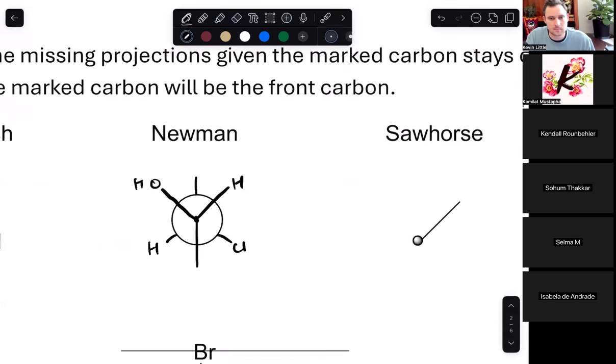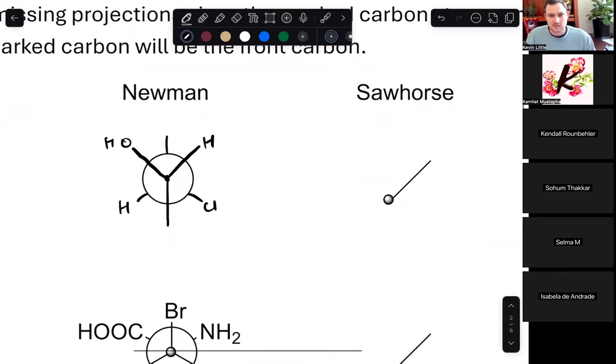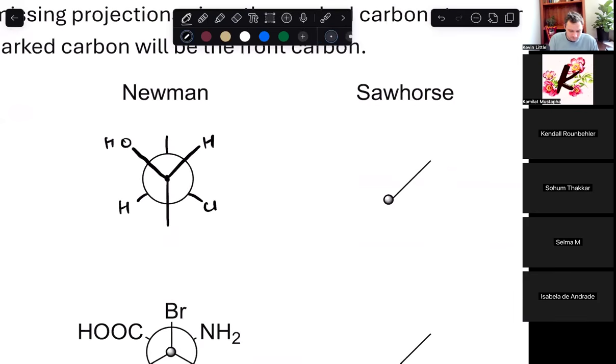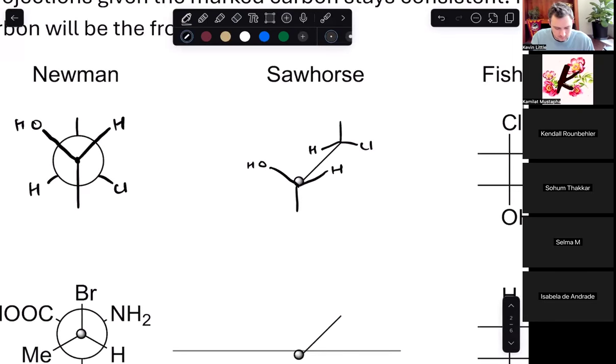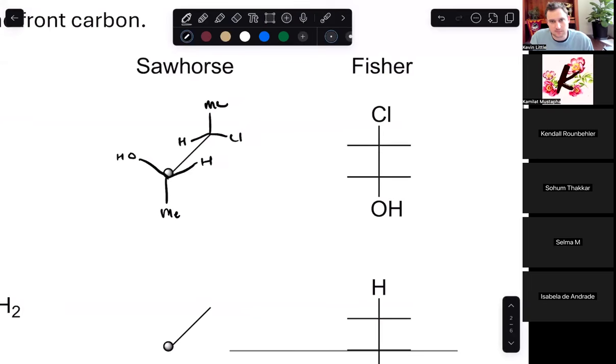It's pretty easy to translate that directly into a sawhorse. So I make sure that I have the same orientation: hydrogen, OH, methyl straight down, chlorine, hydrogen, and methyl. I'll go ahead and just call this methyl so we don't get confused with just a bond hanging out. It's the same thing.